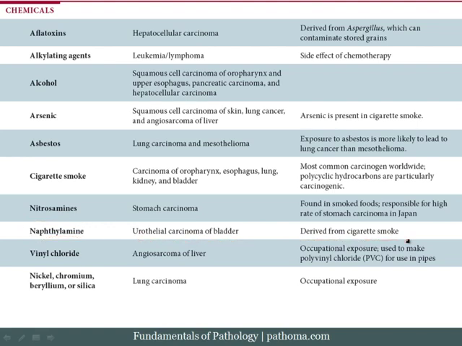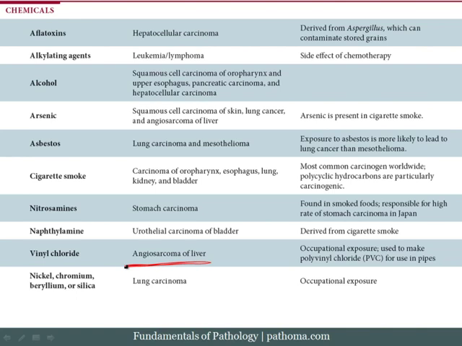Vinyl chloride is associated with angiosarcoma of the liver. And this is important because it was an important epidemiological study that determined this association. Basically, there were a group of workers that were exposed to vinyl chloride, and a large number of them developed angiosarcoma of the liver. That occupational exposure was well studied, and so therefore it makes for a high yield question.